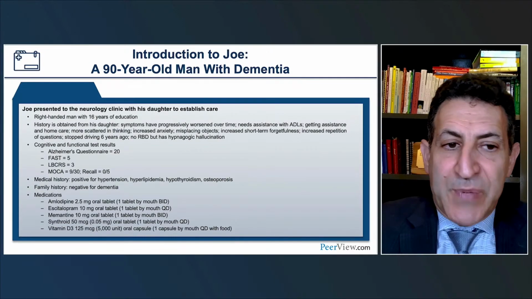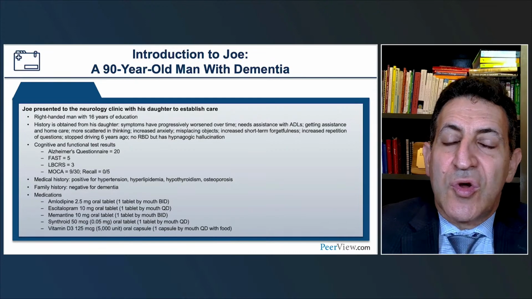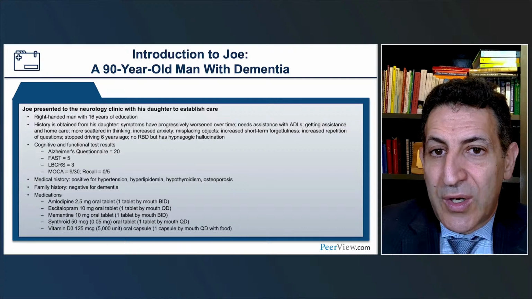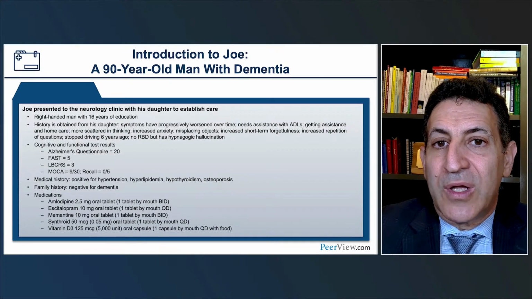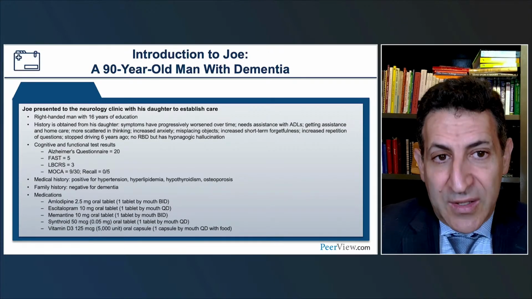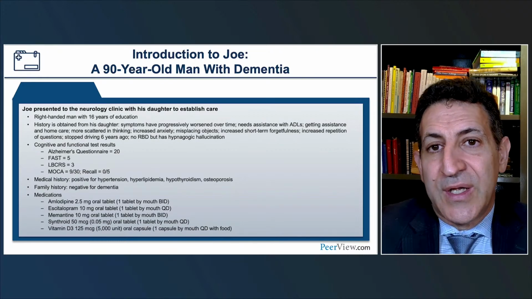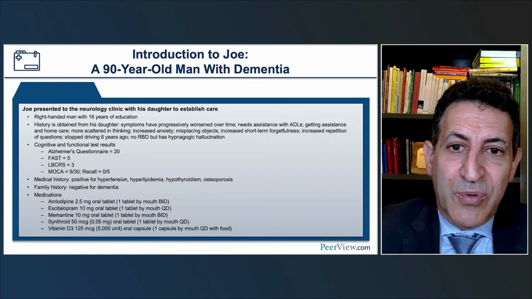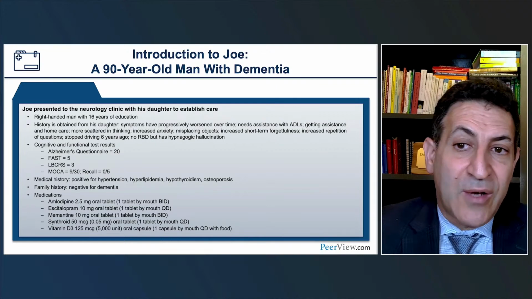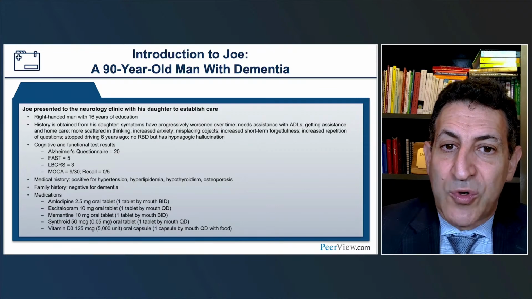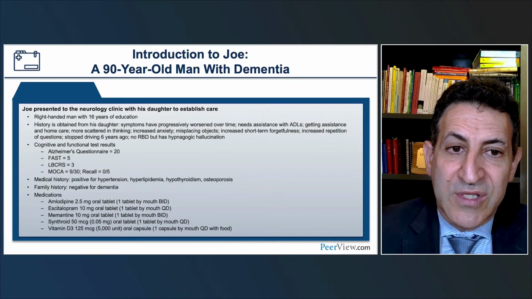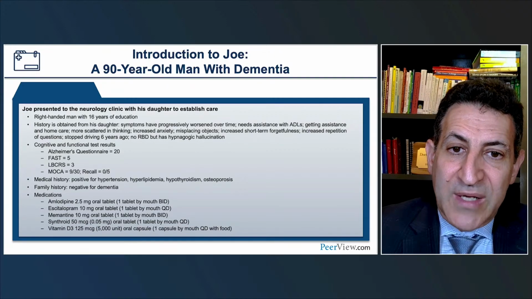Let's look at our next patient. We don't want to just look at people who are absolutely likely to include, but we might want to look at patients who might not be eligible. So let's talk about Joe. He is 90. He's right-handed with 16 years of education. He's been having progressive symptoms for a period of time. He now has assistance with activities of daily living. He needs assistance with home care. He's more scattered in his thinking. He's misplacing objects. He's showing short-term forgetfulness. He's repeating himself. He stopped driving about 6 years ago.